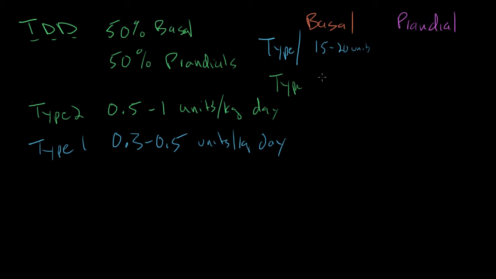In a type 2, if I'm going to give a 100 kilogram person, I might have 50 to 100 units, and half of that might be 25 to 50 units I'm giving as a basal dose. And again, if I think they're insulin sensitive, I might go to the lower end. If I think they're more resistant, I might go higher.